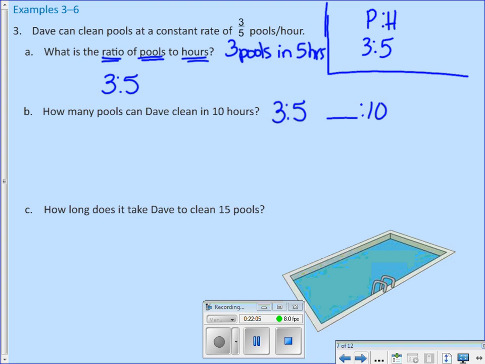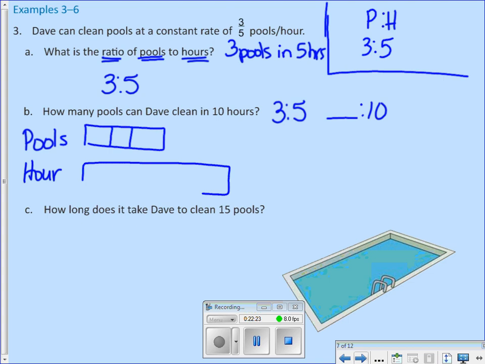What do you want to do? We're going back. We're rolling all the way back. Let's do a tape diagram. So if we're looking at pools per hour, our ratio is 3 to 5.